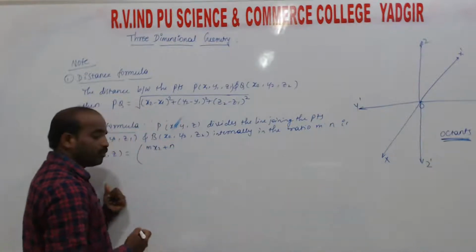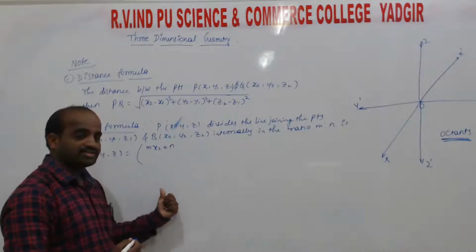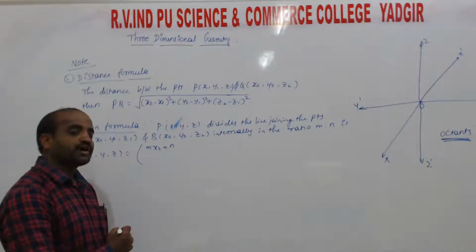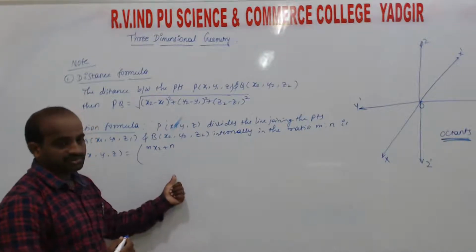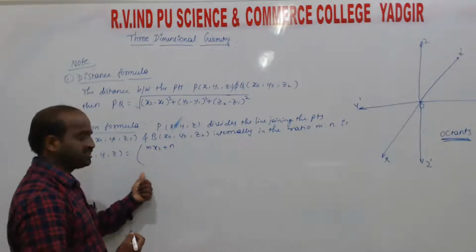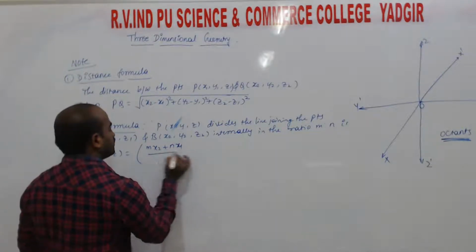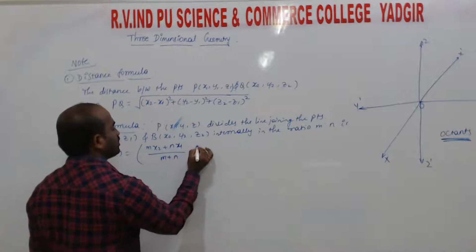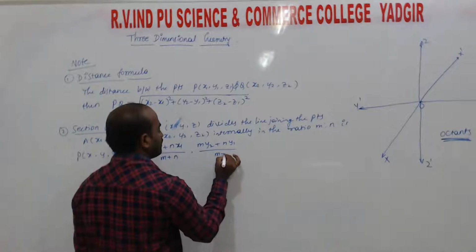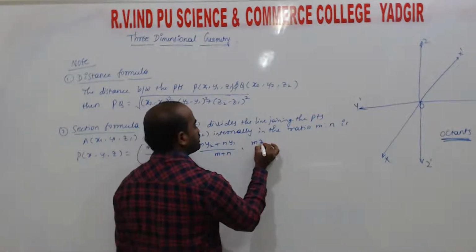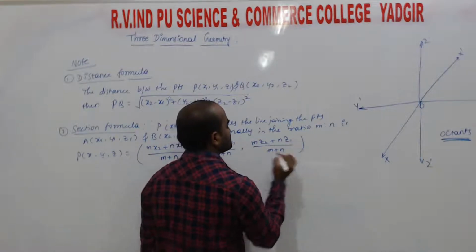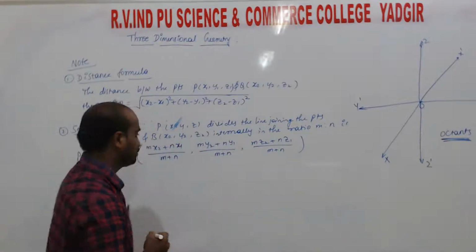OP vector means xi plus yj plus zk, which is equal to m into the B vector, that is x2i plus y2j plus z2k, plus n times the A vector, divided by m plus n. Comparing the corresponding components, we get P(x, y, z) equals (mx2 plus nx1) divided by m plus n, (my2 plus ny1) divided by m plus n, (mz2 plus nz1) divided by m plus n. This is the section formula for internal division.